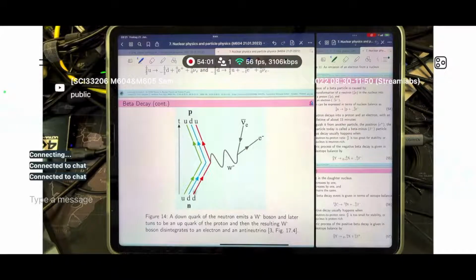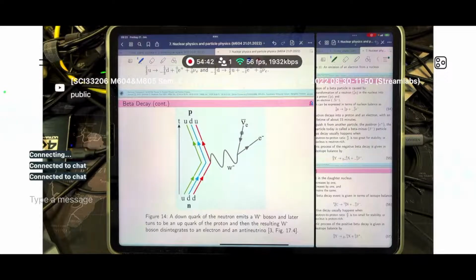And how is that? Let's consider the red arrow here. This down quark emitted the W minus boson. The down quark of the neutron emits a W minus boson, and later turns to be an up quark. It changes itself to become the up quark of the proton, and the particle now becomes proton, no longer neutron. And the W minus boson disintegrated into electron and antineutrino.